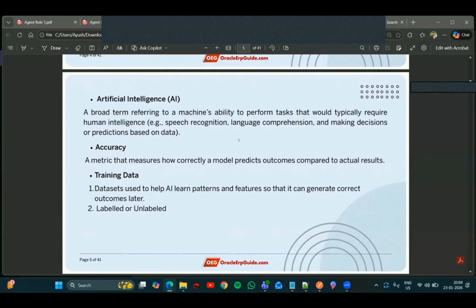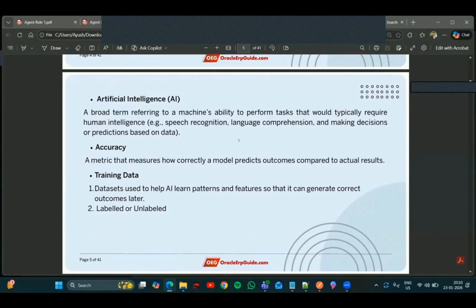Then training data. All of us know that AI is trained on data. We train AI on large sets of data, and based on the quality and the quantity of the data, the accuracy goes higher and higher. If you provide a large amount of data of multiple scenarios covering the edge cases, then the accuracy would be high.